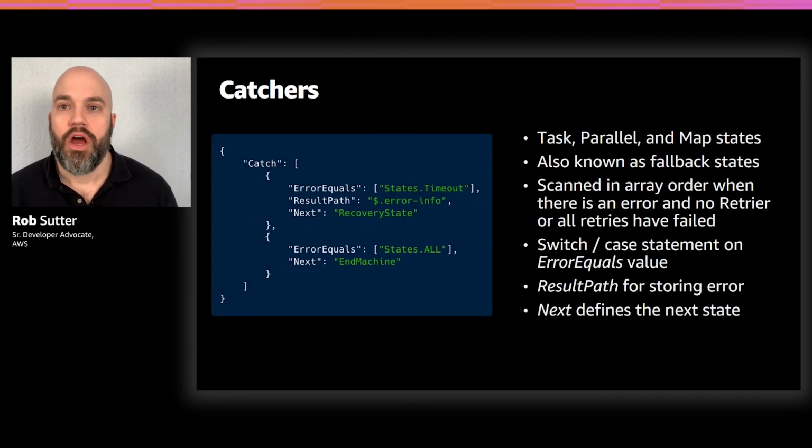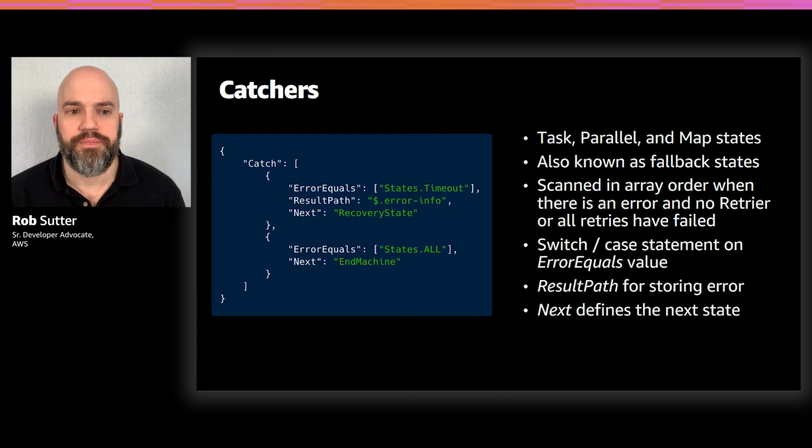Catchers, by comparison, are when you've decided that you want to handle an error rather than retrying the request. They're also known as fallback states. Similarly, they're valid for task, parallel, and map states, and they're scanned in array order, and they're essentially a case or switch statement on those same error types. You get a result path for storing the error once you've processed this type of error, or when you move forward to your next state, so that the processing state or workflow has access to the error values. That's stored using the result path key, as you see in the first catcher on this slide.